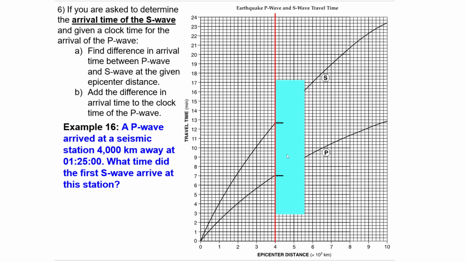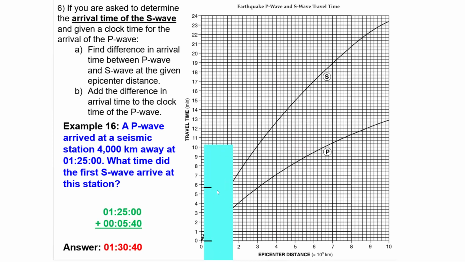I'm going to take my scrap paper and align it with my 4,000 distance on my x-axis vertically. Then I'm going to mark a line where my P wave connects with my scrap paper, and I'm also going to mark a line where my S wave connects with my scrap paper. To find the time difference between my markings, I'm going to take my scrap paper and align it with my y-axis, making sure that one of my lines is aligned with the zero. And this shows me that the time difference between the P and S wave, when my station is 4,000 kilometers away from the earthquake, is 5 minutes and 40 seconds.